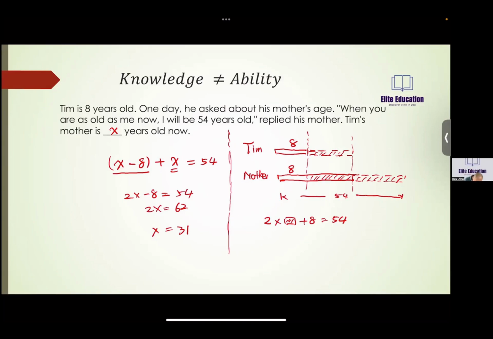Then we can figure out how much 1 bar is worth. 2 of these bars actually equal 46. So we now know that the length of just 1 bar is exactly 23, which means that in a period of 23 years, Tim will be as old as his mom. So now the crucial question is, how old is Tim's mom this current year? Tim's mom is 8 plus 23, which equals 31 years of age.